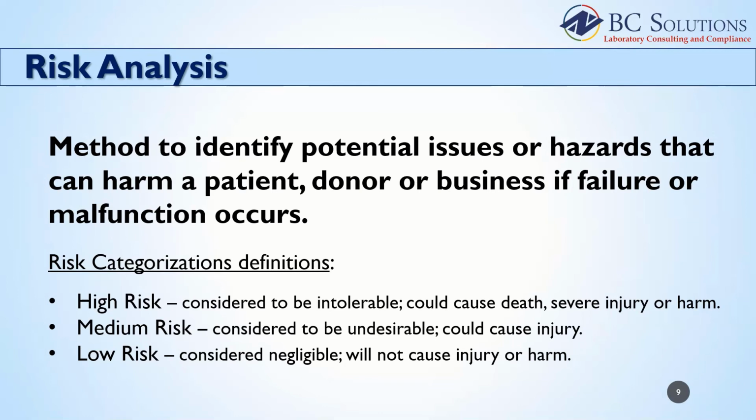As part of your validation plan, you will need to define a risk categorization chart. The example on this slide defines high risk as something considered to be intolerable. It could cause death, severe injury, or harm to a patient or donor. A low risk would be that which is considered negligible, would not cause injury or harm.